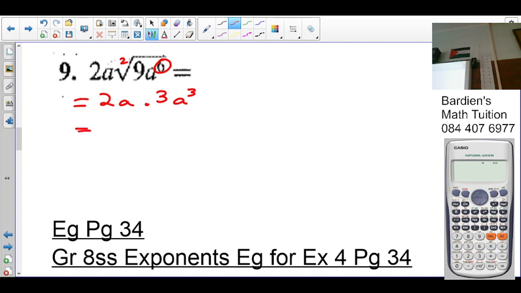Now what? What is 2a times 3a cubed? 2 times 3 is 6. A times a cubed. A to the exponent? 4. Why is it a to the exponent 4? You're multiplying. And the bases are the same, you add the exponents. Alright, you guys got it?